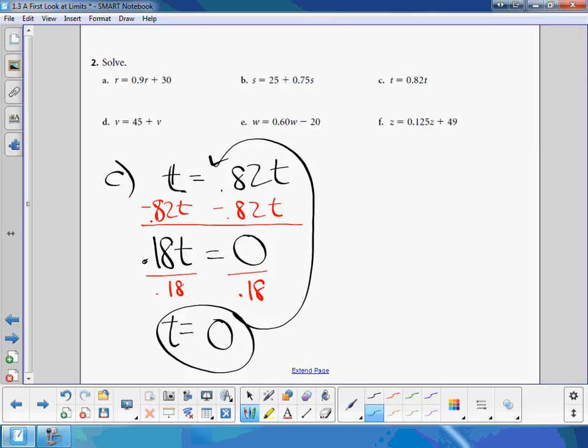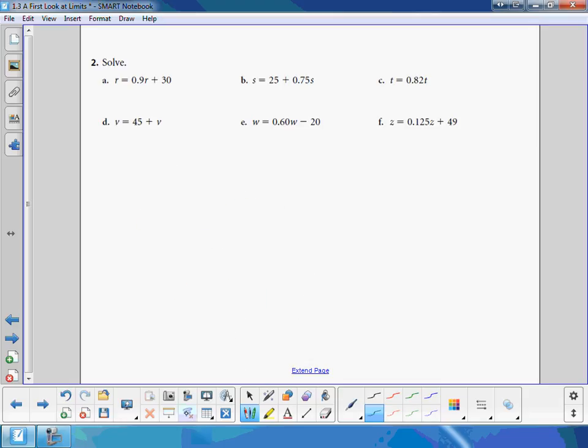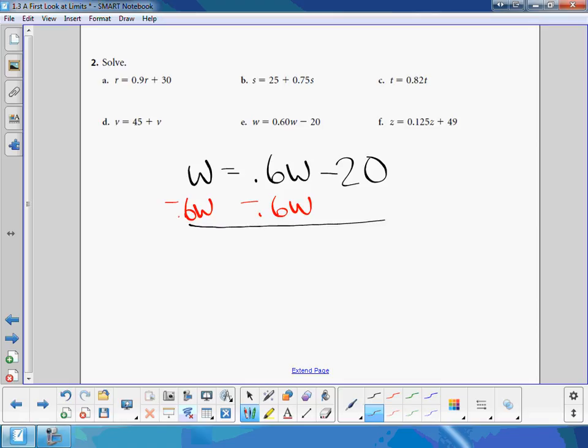For something like E, I'm actually going to move to E before we do D. E should be possible. You have w equal to 0.6w minus 20. Just felt like working another one of these out. You take away the 0.6w from both sides. And I focus on this one because I want to point out that the next line is going to be 1 minus 0.6 is 0.4w equals not 20, negative 20.